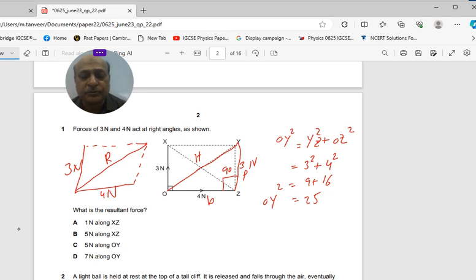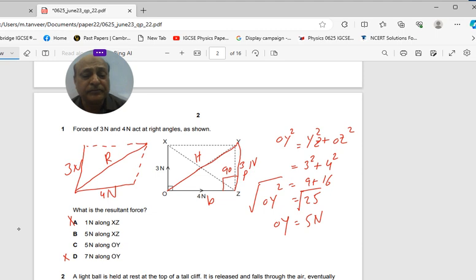But you have to find the value of the resultant force, which is OY. So we take the square root on both sides. So OY is 5 Newton. Now look at the options. First is 1 Newton, that is wrong. Second is 7 Newton, that is wrong. This is 5 Newton, this is also 5 Newton. So you have to choose option B or C.